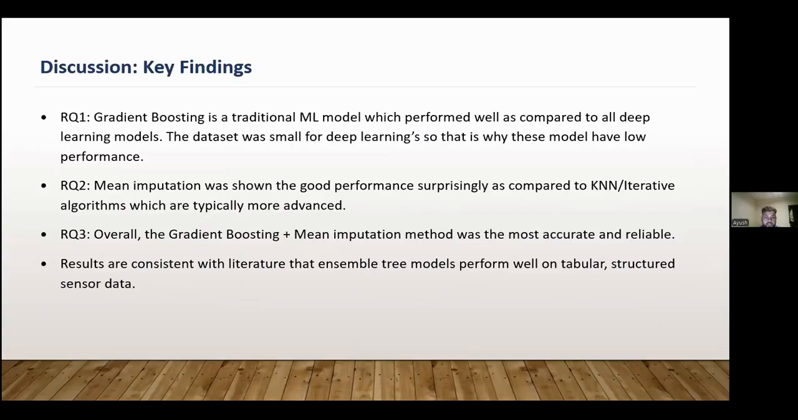So, discussion, key findings. Simple tree-based models beat complex deep learning models here, because the dataset is small and made of plain numbers, not images. Surprisingly, the easiest method for filling missing data, the mean, worked best. Overall, gradient boosting with mean filling was the most accurate and reliable choice.